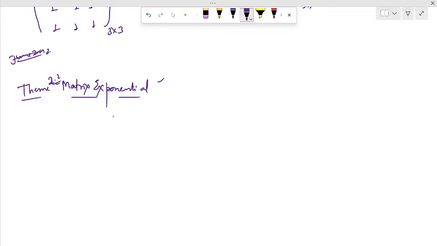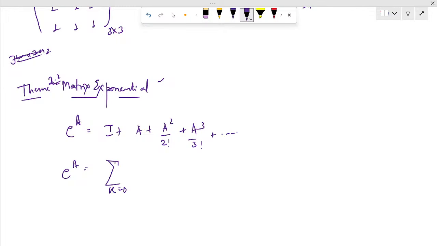Okay, so matrix exponential is nothing but, if I write e to the power A, it is equal to the identity plus A plus A squared upon 2 factorial plus A cubed upon 3 factorial, and so on and so forth. In general, e to the power A is the summation from k equals 0 to infinity of A to the power k divided by k factorial. This is called your matrix exponential. This is the first thing that you should remember.